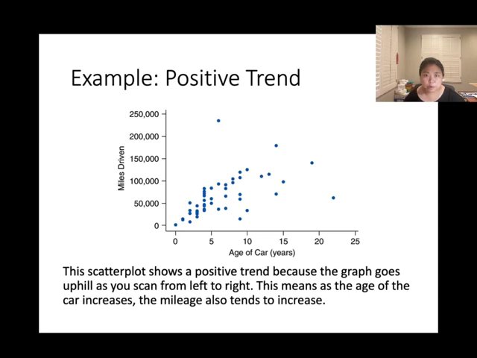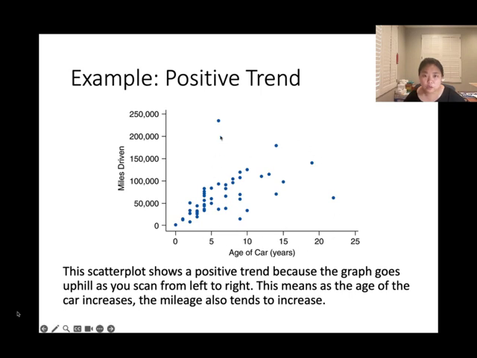Okay, look at this example, positive trend. This is the example of the age of a used car and the miles it was driven. The x-axis represents the age of the cars, how many years, and the y-axis here is the mileage driven. We expect older cars to have been driven farther because generally the longer a car is owned, the more miles it travels. So look at this picture here.